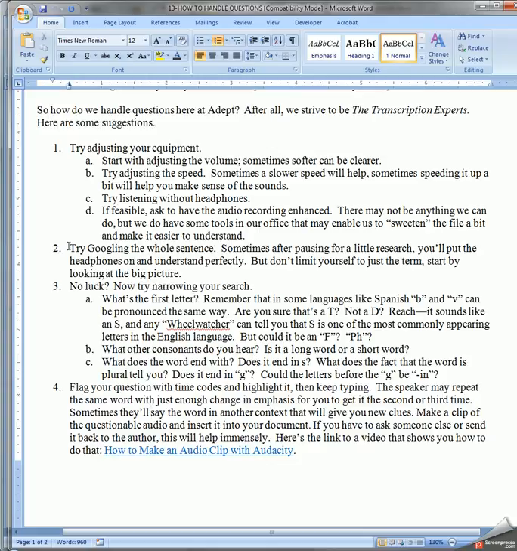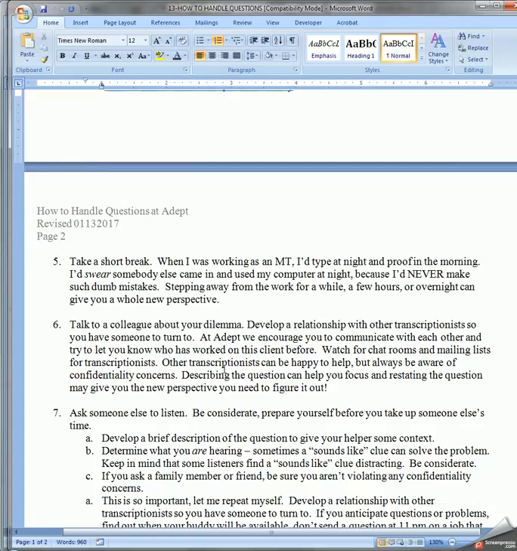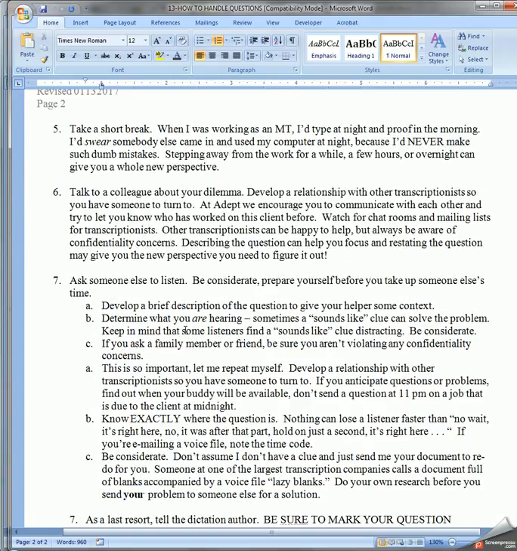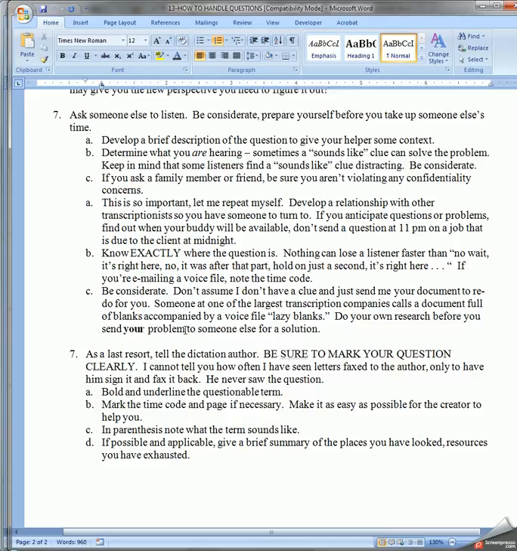Some of the other ones here are mostly for identifying phrases people are saying. But down here are some more. Take a short break. That can be helpful. You can have somebody else who we work with listen to the clip that you can't identify and then maybe send them the 2 people who you can't tell between. So those are some good tips there, and you can read through those.